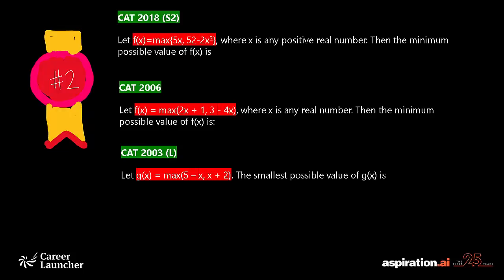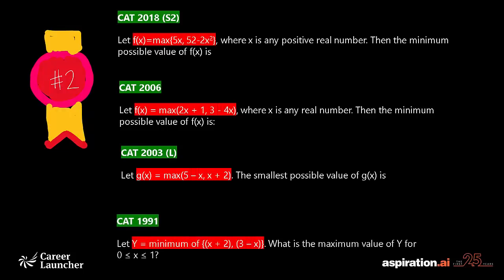We can even go back to the 1991 paper, where there was this question which says: let y equal the minimum of those two expressions, x plus 2 and 3 minus x. What is the maximum value of y for x between the range of 0 to 1? All these questions were testing the same thing. If you knew how to solve the 1991 question, you would know how to solve everything else.